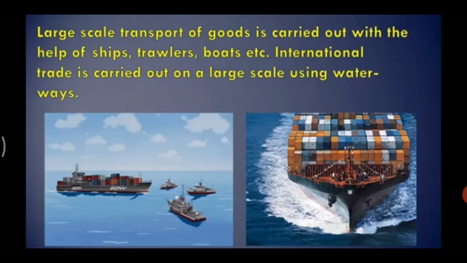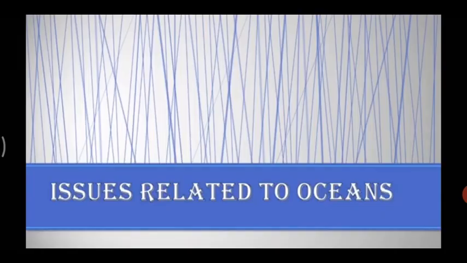Why? Because by water transport, heavy goods and bulky goods are sent to other countries, for transport of bulky materials like coal, crude oil, raw materials, metallic minerals, food grains, etc. Water transport is given preference. And as you all must be knowing, water transport by ships is considered one of the ancient ways of sending goods to other countries. Now, the last topic in this chapter is the issues related to oceans.